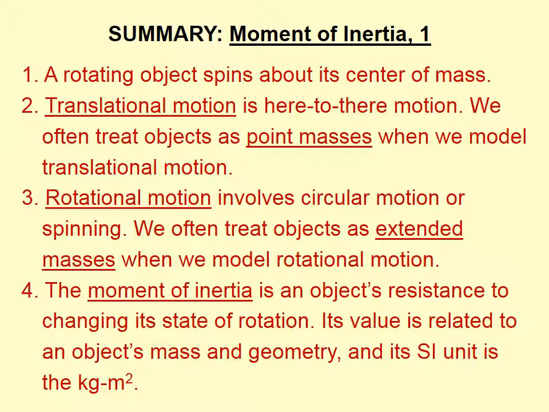Let's summarize. A rotating object spins about its center of mass. Translational motion is here to there motion. We often treat objects as point masses when we model translational motion. Rotational motion involves circular motion or spinning. We often treat objects as extended masses when we model rotational motion. The moment of inertia is an object's resistance to changing its state of rotation. Its value is related to an object's mass and geometry, and its SI unit is the kilogram meter squared.